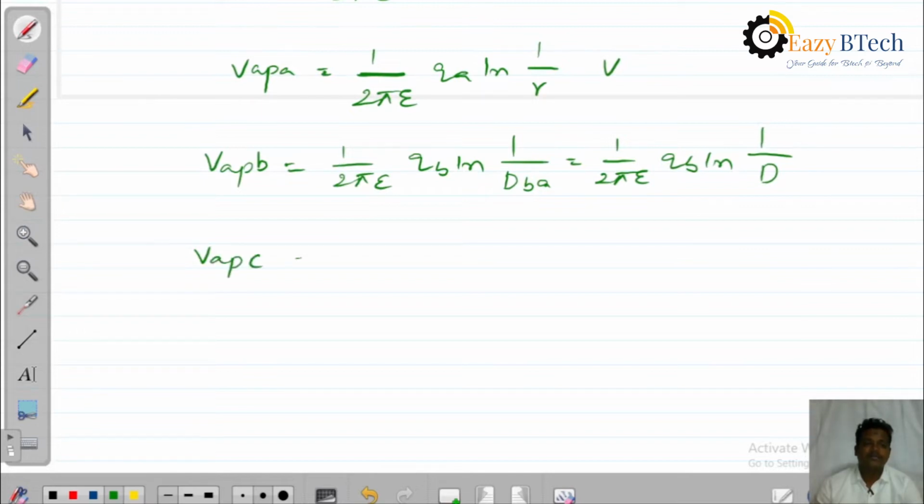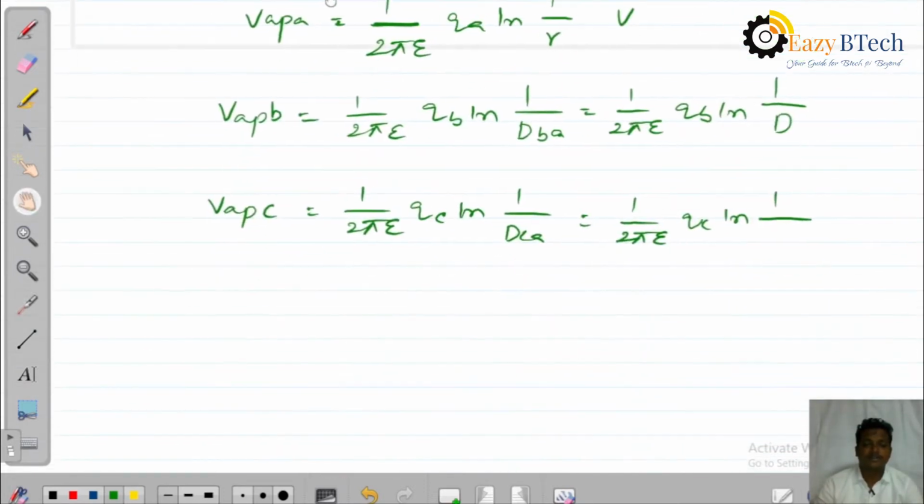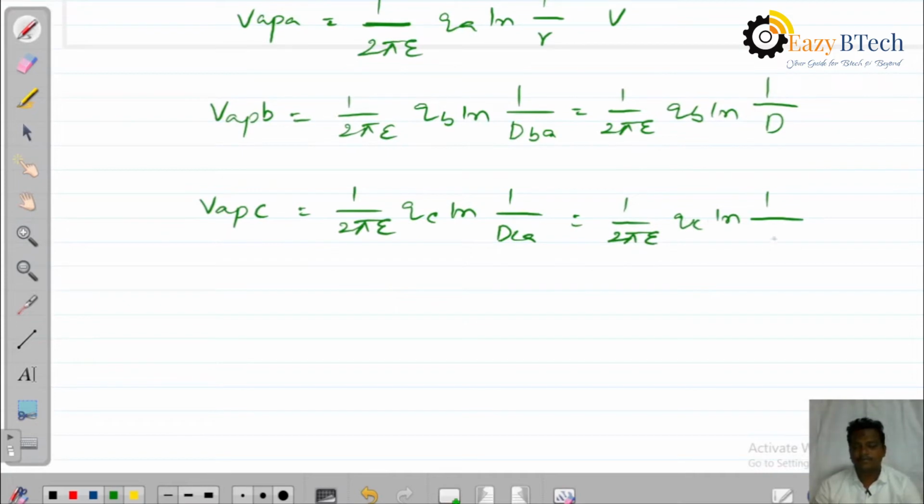VAP due to the charge of conductor C is 1 by 2 pi epsilon QC ln 1 by DCA, which equals 1 by 2 pi epsilon QC ln 1 by the distance from conductor C to A. The distance from conductor C to A is D.